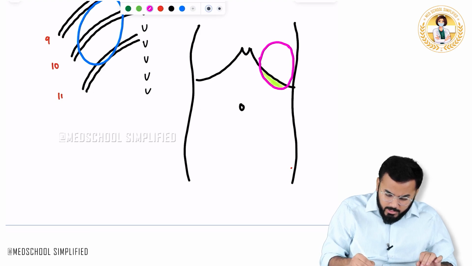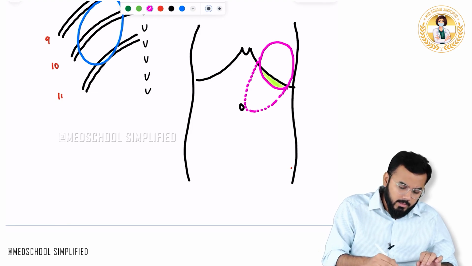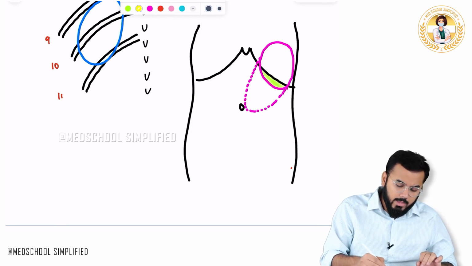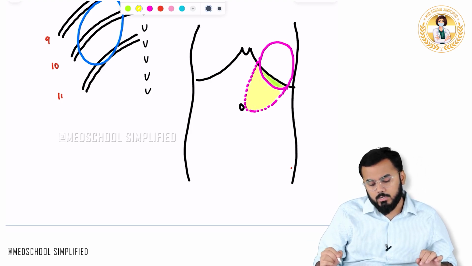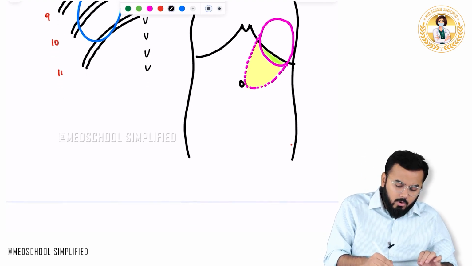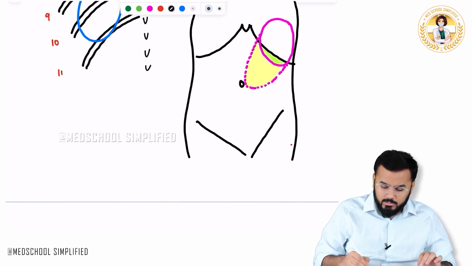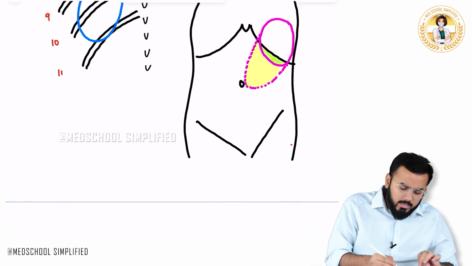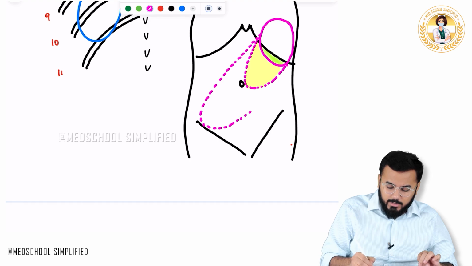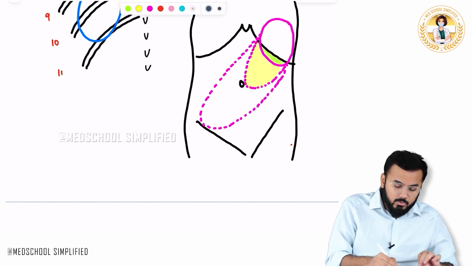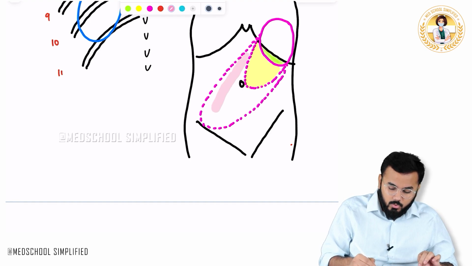For example, if you are able to palpate the spleen all the way till the umbilicus here, this is called moderate splenomegaly. The yellow colored part is moderate splenomegaly. Do not forget that this is your right iliac fossa and this is your left iliac fossa. Now if I am able to palpate the spleen all the way till the right inguinal region or the right iliac fossa here like this, you call it massive splenomegaly.